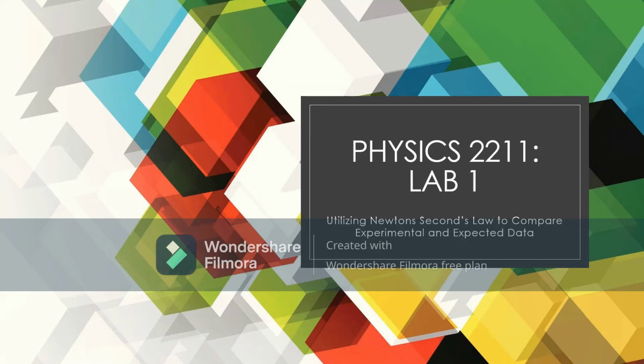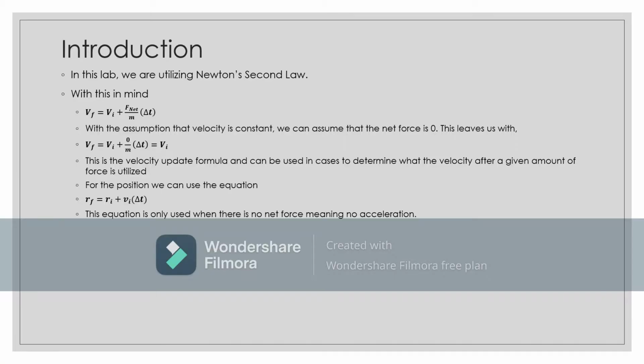Hello, my name is Caleb Crenshaw, and this is the Physics 2211 Lab 1, utilizing Newton's second law to compare experimental and expected data. So, in the introduction, we're utilizing Newton's second law, and with this in mind, we're utilizing the equations, the velocity update formula, and the position update formula.